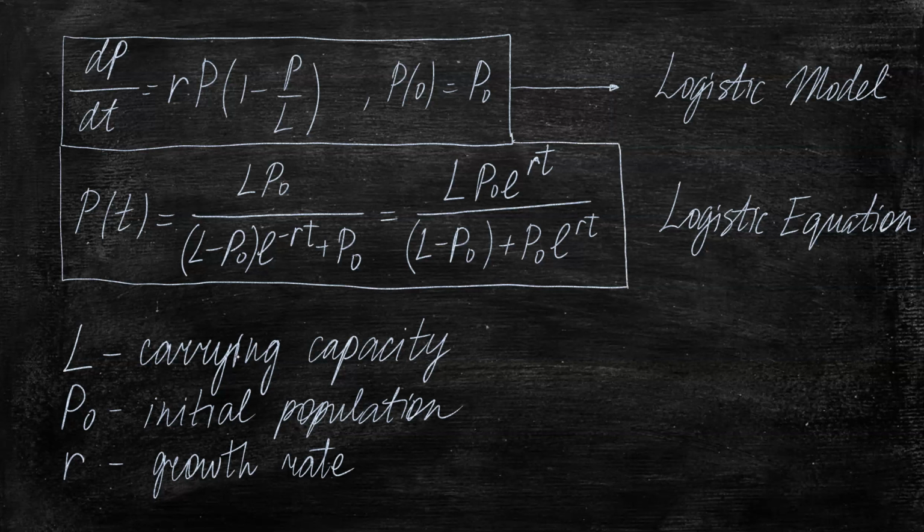Here I wrote the solution in two different ways. Depending on your preference, you may like to use one or the other. And down here we have the explanation of all the letters. So L stands for the carrying capacity, L stands for limiting. However, letter K is frequently used. K stands for capacity, I guess, and initial population is P0, and R is the growth rate, assuming there was no constraint.